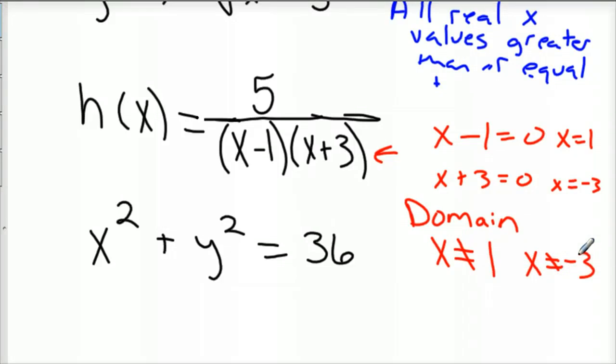If you plug those two numbers in, look what happens. You'd have 5 over (1 minus 1) times (1 plus 3). Well, 1 minus 1 is 0, so you'd have 5 over 0, because 0 times 4 is 0, which is a domain error, or undefined. And the same if you plug in negative 3. You get 5 divided by 0. So you do not have a real number in those two locations. So all real numbers work except positive 1 and negative 3.